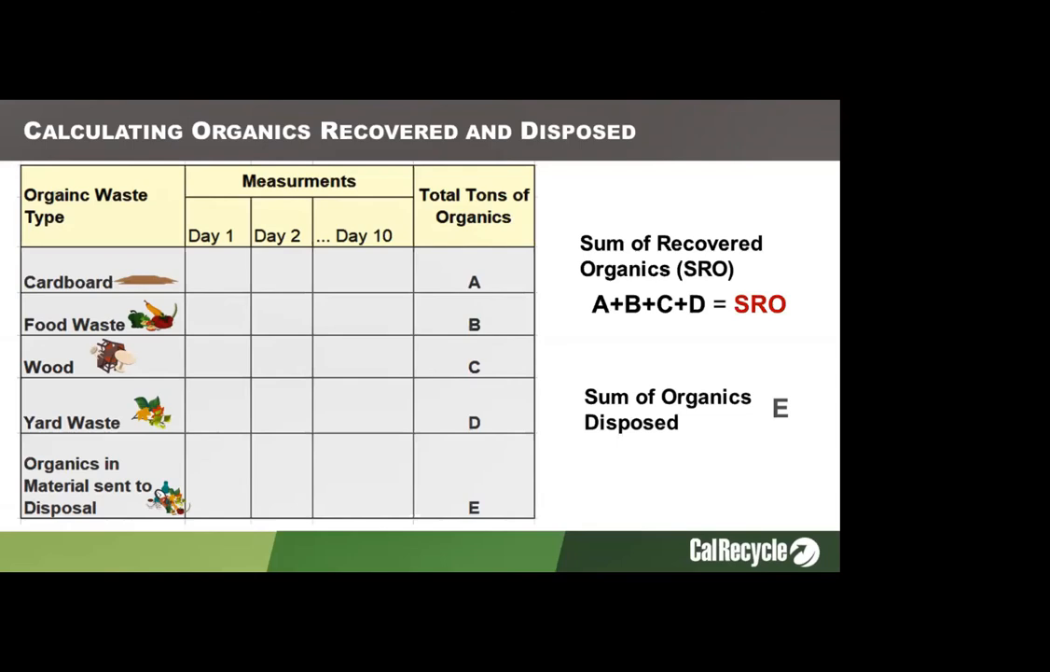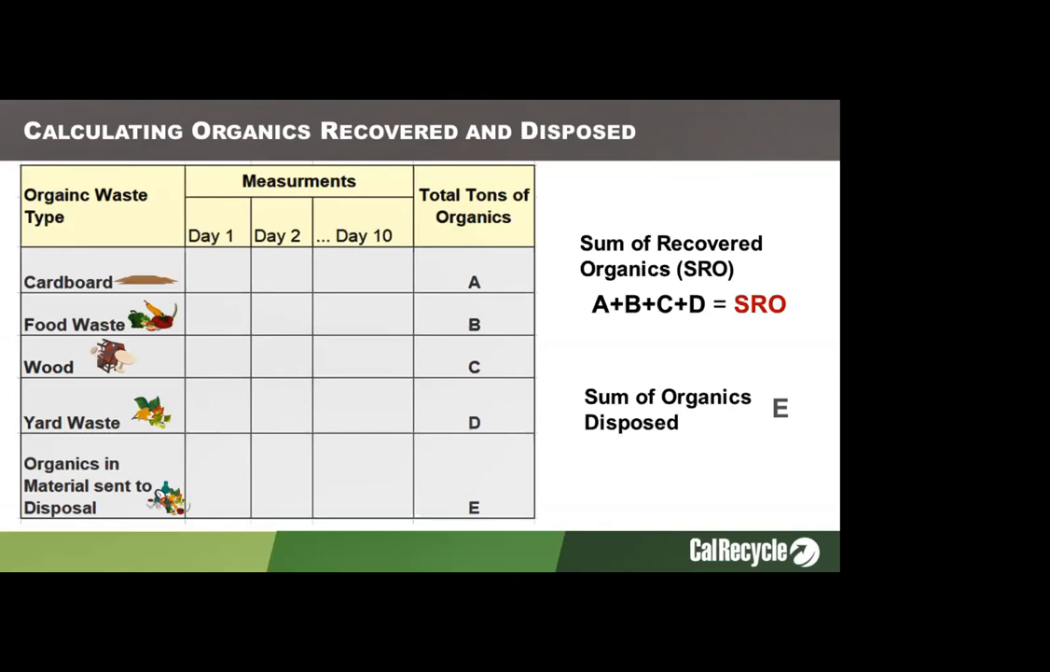For example, let's say the facility is recovering only 2 organic waste types from the MO, food and yard waste. In the previous slide, we calculated the amount of food waste actually recovered from the 300 tons was 240 tons. So for food waste, day 1, you would record 240 tons. Repeat the methodology and record the results of the calculation for the remaining 9 sampling days. Then add the amounts from day 1 through 10 to get B, the total tons of food waste actually recovered. You would repeat this for the yard waste to get D, the total tons of yard waste actually recovered.